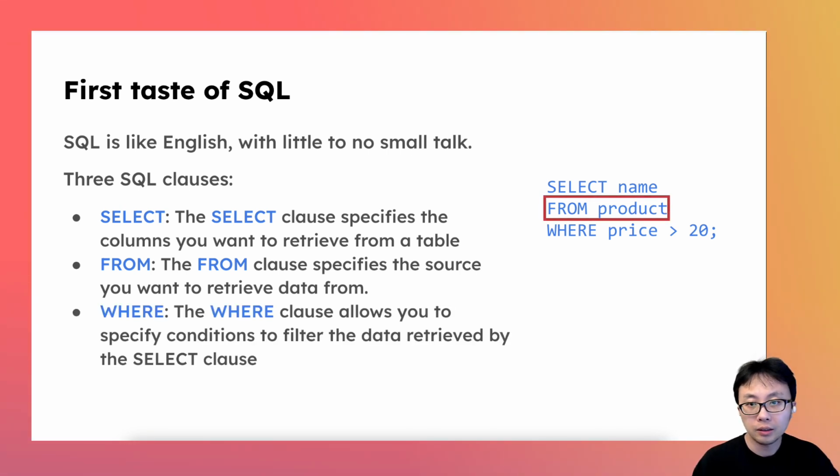Third, the where clause allows you to specify the conditions to filter the data retrieved by the select clause. In your first query, you want only the names of those products whose prices are higher than $20. Thus, the query was select name from product where price bigger than 20. Last, you should always use a semicolon to indicate the end of a query. The semicolon essentially tells the database system that this is the end of a query, and anything that comes afterward will belong to a new query.